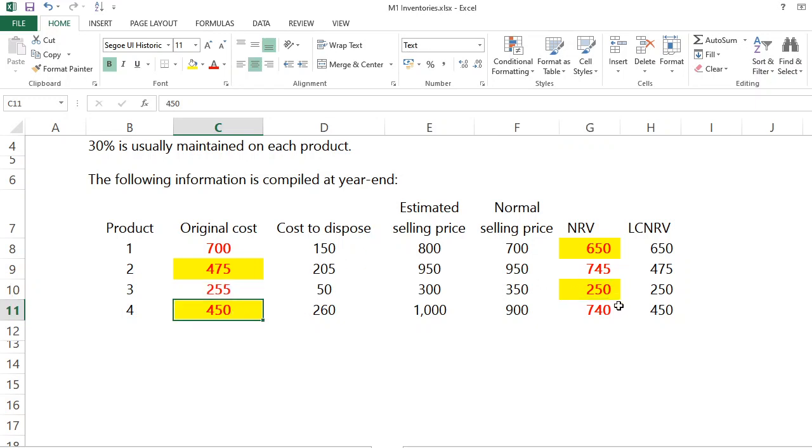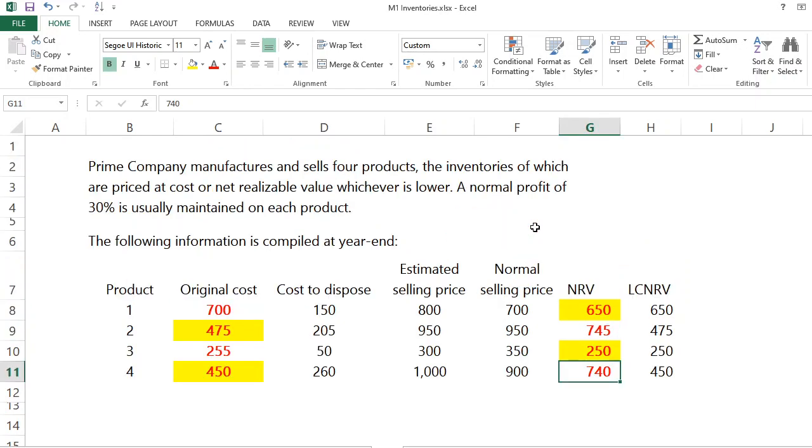And then, 450, kaya na itong ibenta ng 700, no problem. Ganun ang ating pag-compute sa cost or reportable cost ng ating inventory. So, that is our 12-2 assignment.